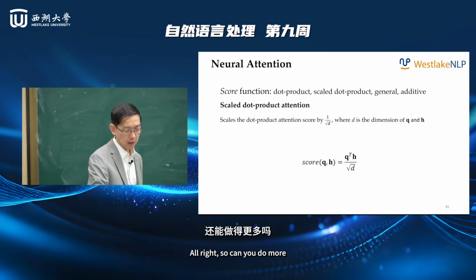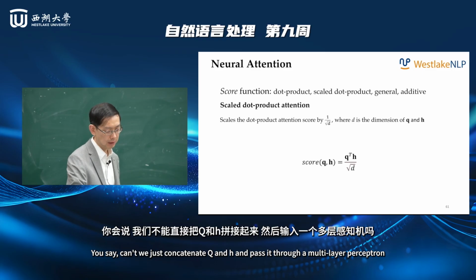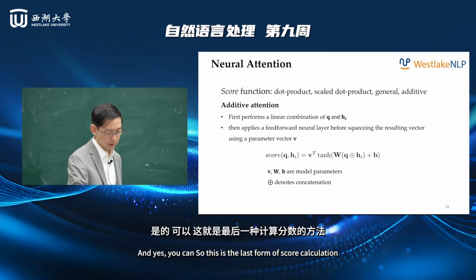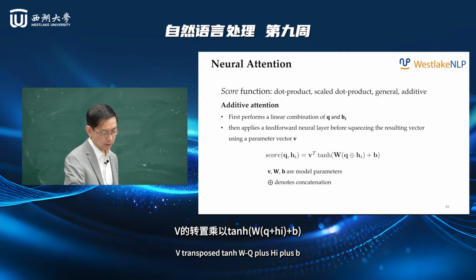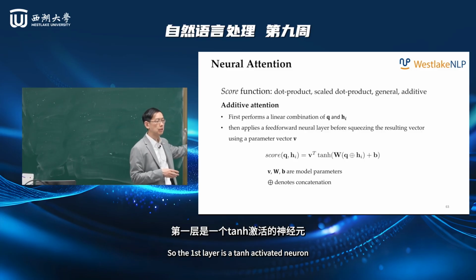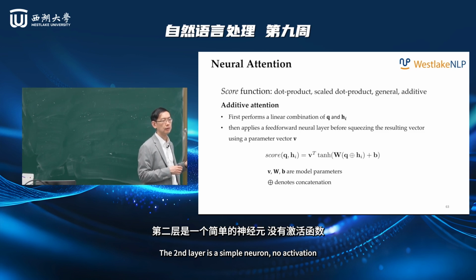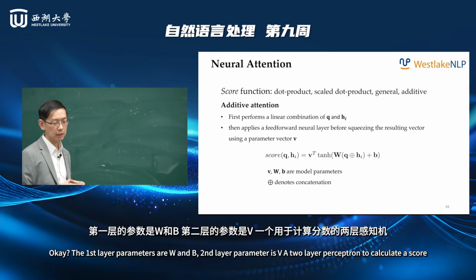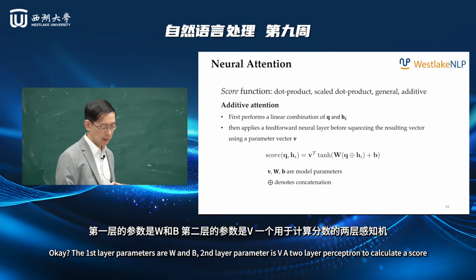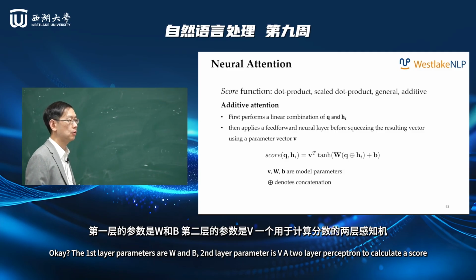All right, so can you do more? You say, can't we just concatenate Q and H and pass it through a multi-layer perceptron? And yes, you can. So this is the last form of score calculation. V transpose tanh(W[Q; HI] + B). Okay, so this is a 2-layer perceptron, right? So the first layer is a tanh activated neuron. The second layer is a simple neuron, no activation. Okay, the first layer parameters are W and B. Second layer parameter is V. Okay, a 2-layer perceptron to calculate a score.